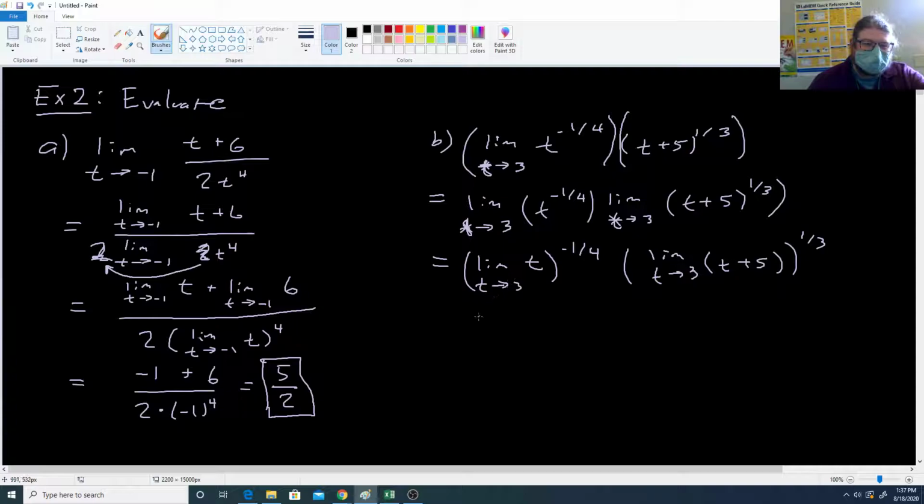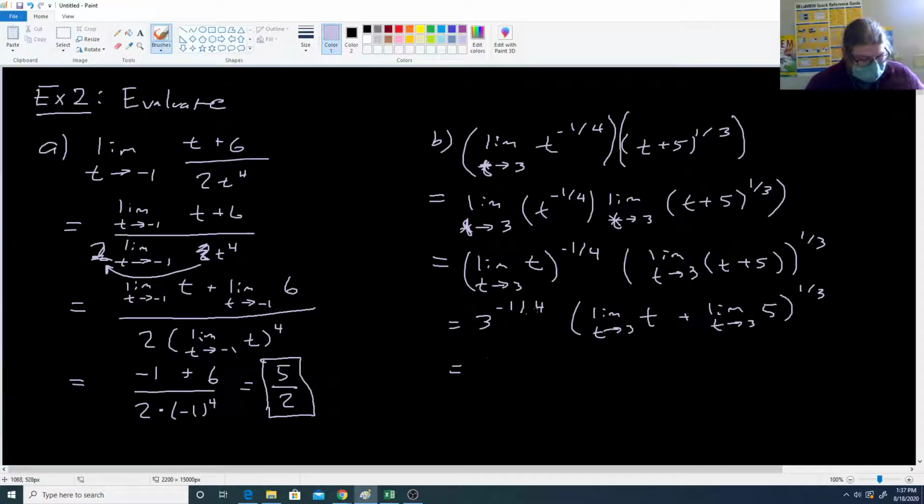The limit as t approaches 3 of t itself is 3, so this will be 3 to the -1/4 power there. And then this, I need to use the sum law to break it up across that addition. So we get the limit as t approaches 3 of t itself plus the limit as t approaches 3 of 5, to the 1/3 power. So this will be, let's see, 3 to the -1/4 power. The limit as t approaches 3 of t itself is just 3. The limit as t approaches 3 of 5: 5 is a constant, so that's just 5. So that is 8. So we have the cube root of 8 here, and 3 to the -1/4.